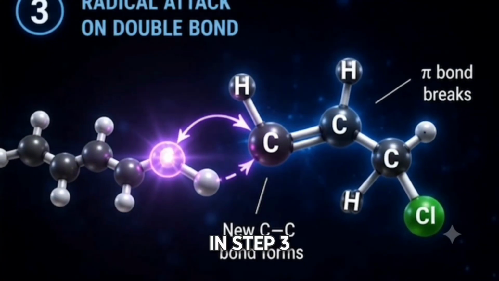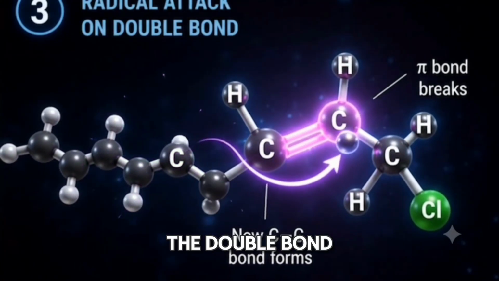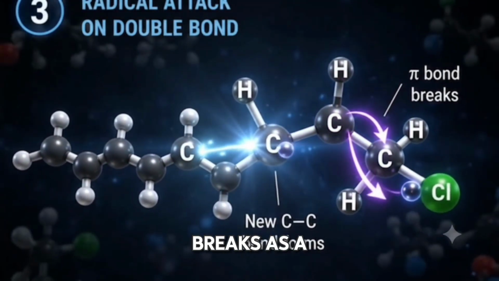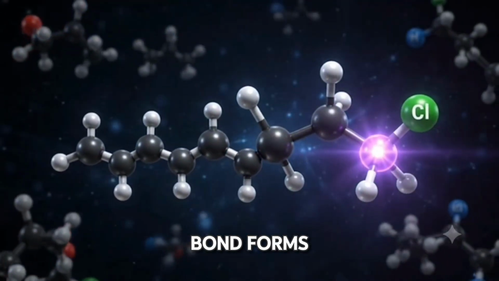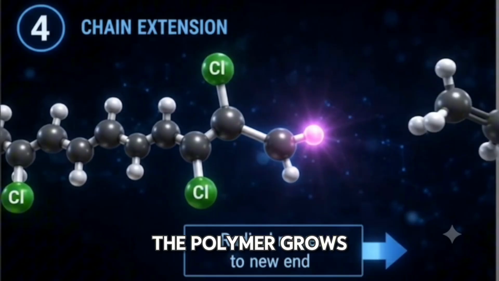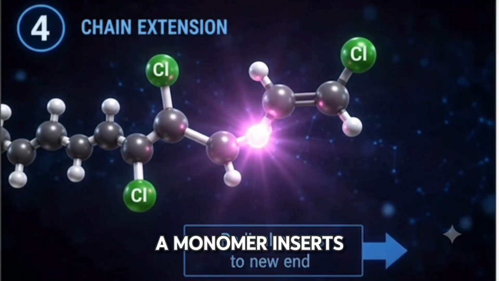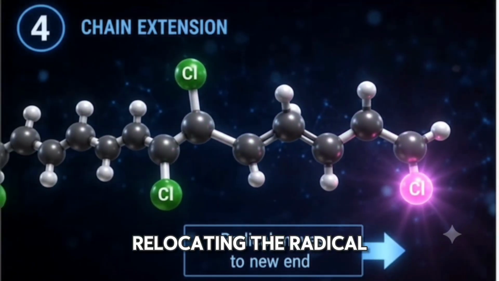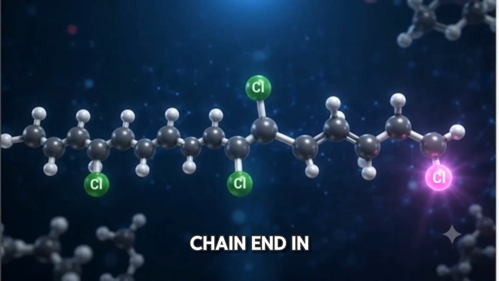In step 3, the radical attacks the double bond. The pi bond breaks as a new carbon-carbon bond forms. During chain extension, the polymer grows. A monomer inserts at the active center, relocating the radical to the new chain end.